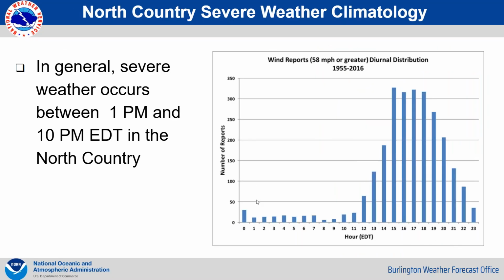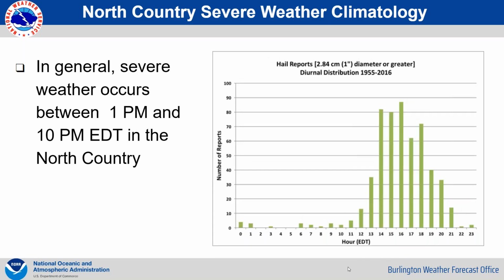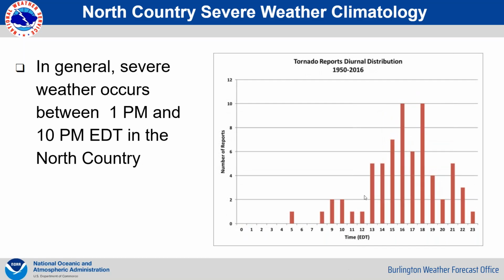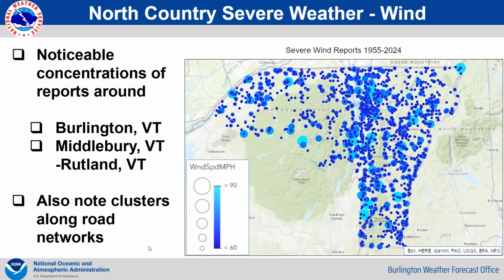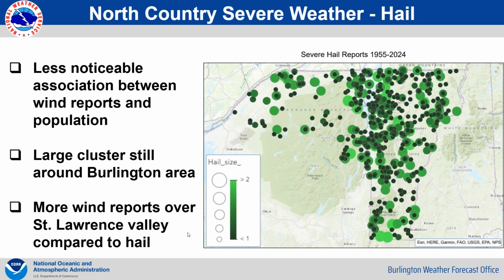Severe weather is most likely during the daylight hours because we need that afternoon heating to develop thunderstorms. So typically 1 to 10 p.m. for pretty much all severe weather hazards across the region. Some of it, though, boils a little bit down to the fact that some people may not be awake. There's usually a correlation just with population centers, more people being around to report those. It's a little less apparent in hail, but there are larger clusters still around most urban areas.